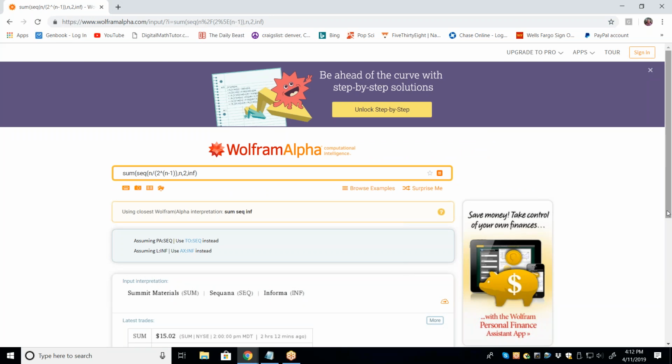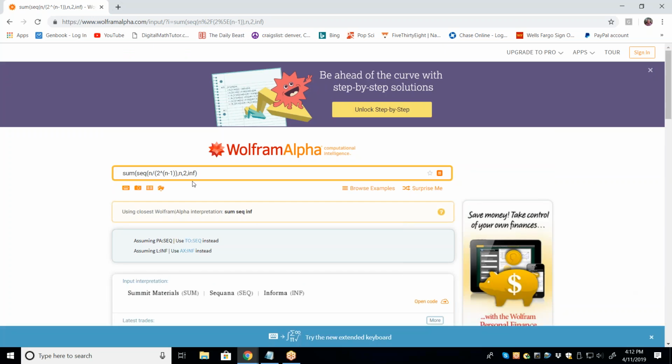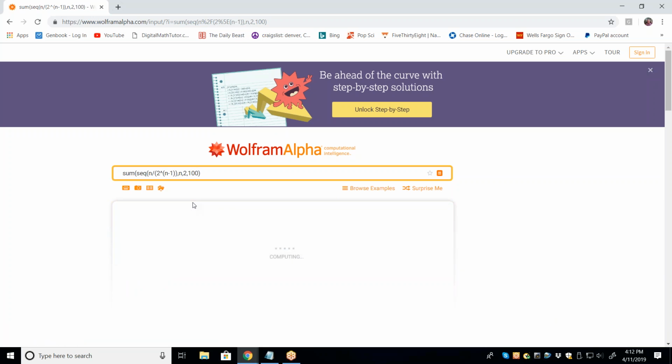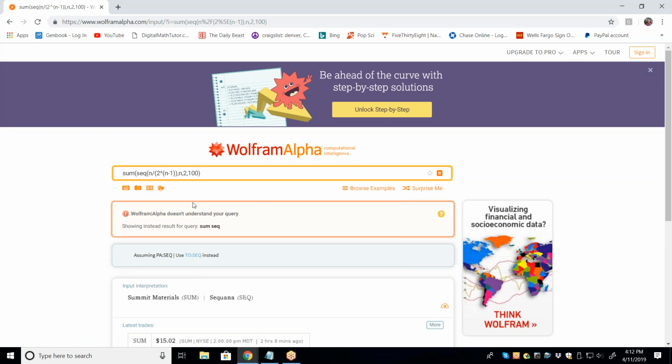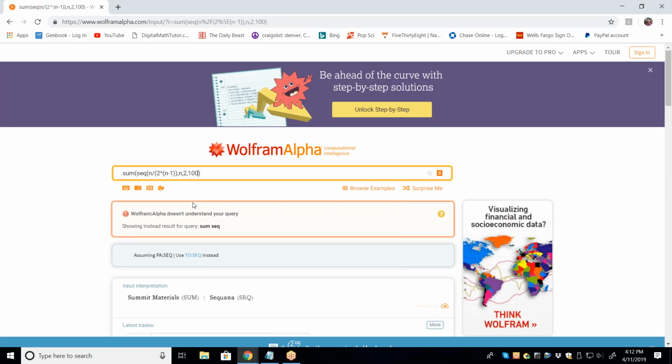Nah, it didn't seem to like this one. No, I didn't get it in there right. Sum of the sequence to infinity. What if I put 100? Let's see, it just didn't like my wording of infinity. I don't have an infinity symbol. Doing it, not even close.